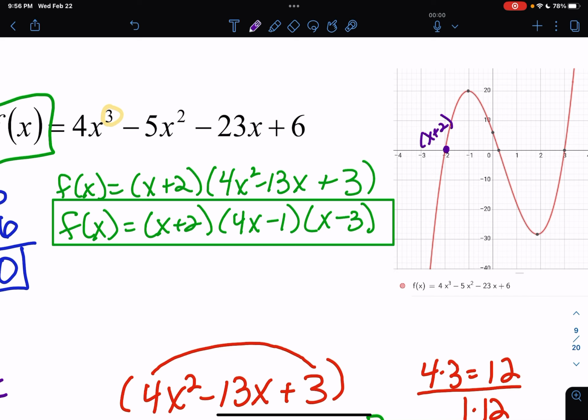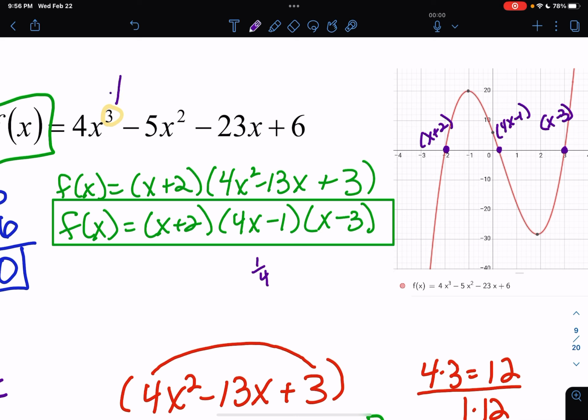We also found x minus 3 to be a factor, and that is going to tell you that your graph is going to go through the x-axis at x equals +3. And the graph is crossing right here, and that crosses at 1/4. So this corresponds to 4x minus 1 being a factor of the polynomial.